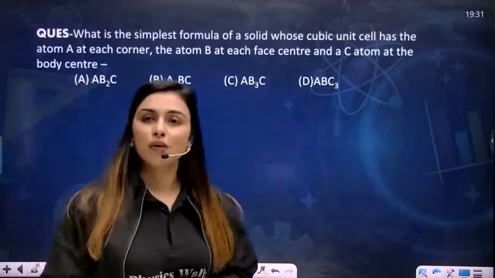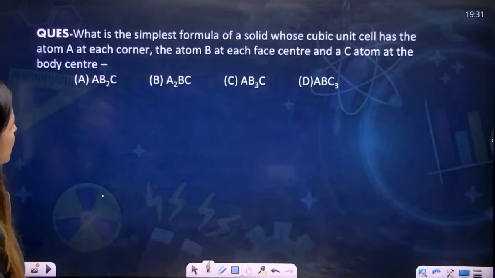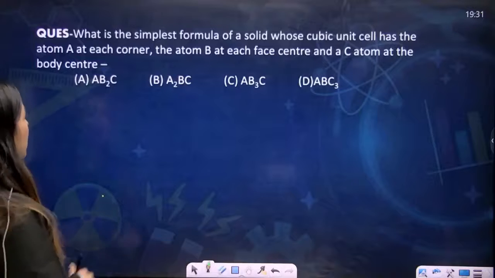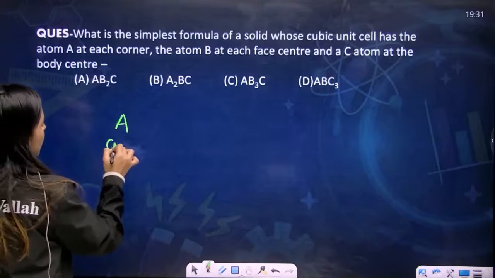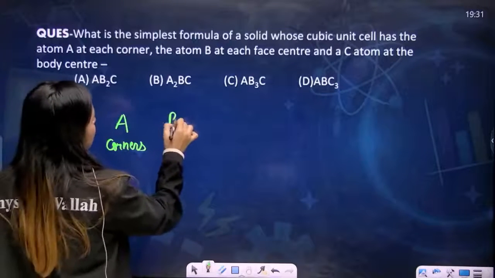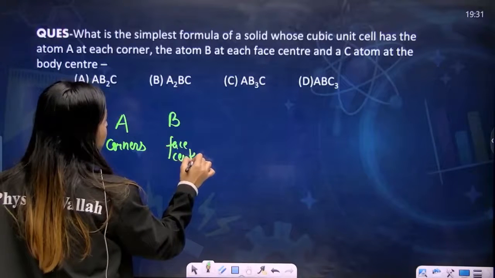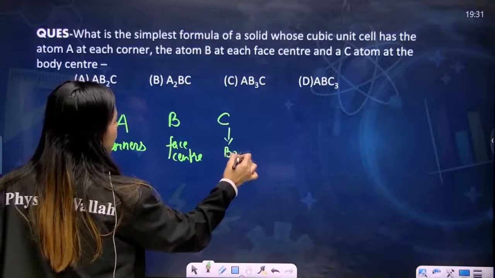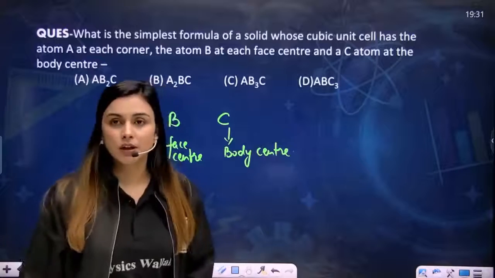Now let's see what all we have learned today. What is the simplest formula of a solid whose cubic unit cell has the atom A? There is a cubic unit cell which has an atom A at each corner. The atom B is present at face centers. And C is present at the body center. So you have to tell what will be the formula of this particular compound.